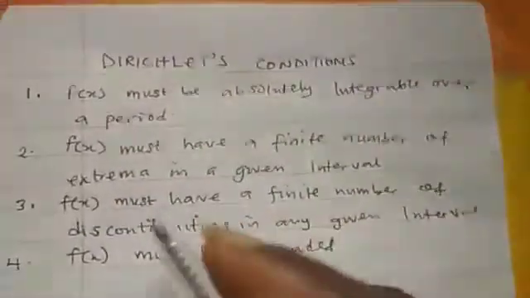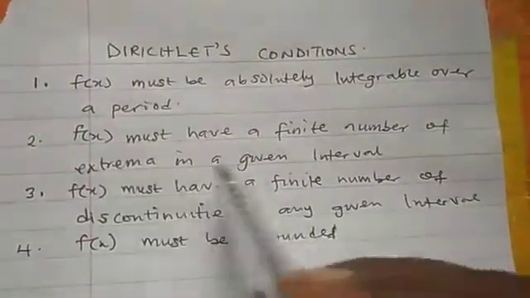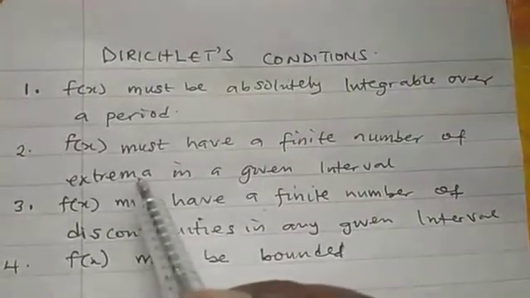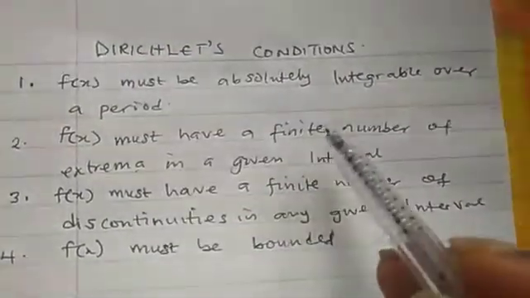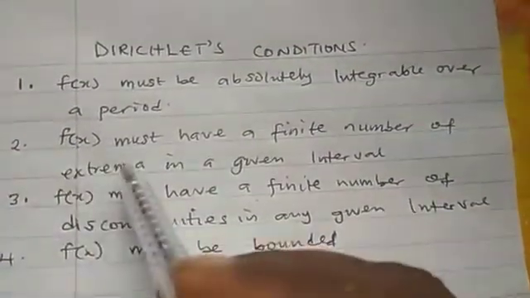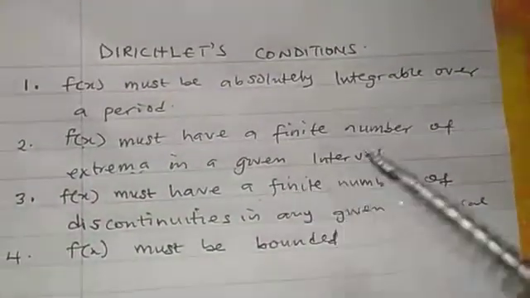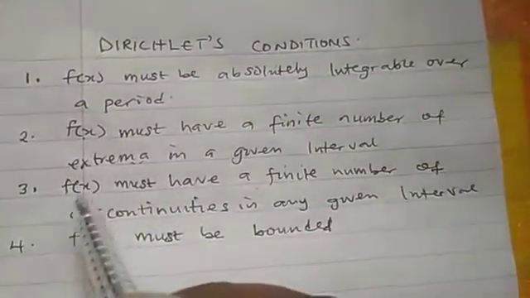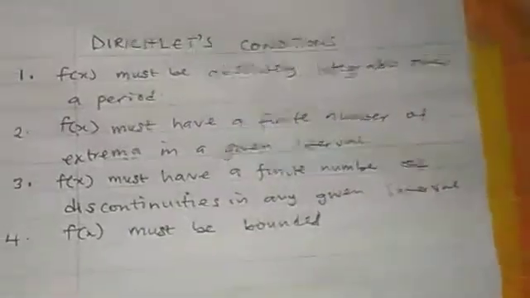So in any given period, also, f of x must have a finite number of extrema in a given interval. Extrema simply means minimum or maximum. That simply means that the function must have a finite number of maxima or minima in a given interval. Also, the function must have a finite number of discontinuities in any given interval.